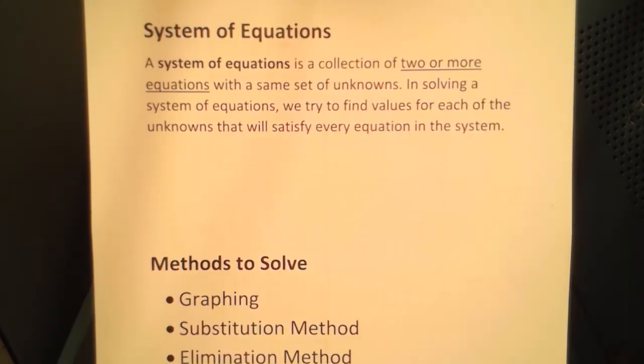Here's a bit of vocabulary for you. A system of equations is a collection of two or more equations with the same set of unknowns, meaning variables. In solving the system of equations, we're going to try to find values for each of the unknowns that will satisfy each equation in the system.